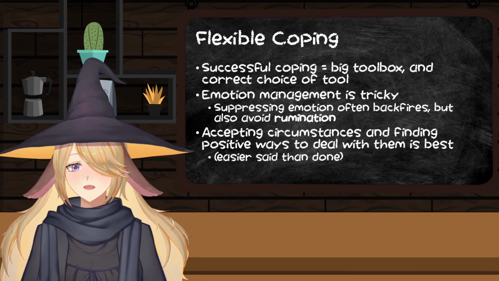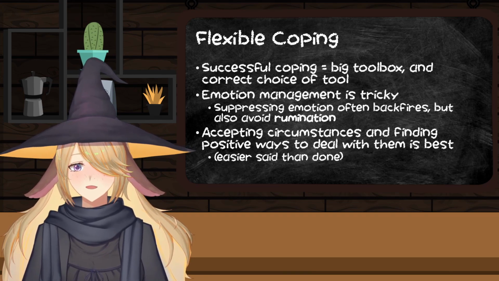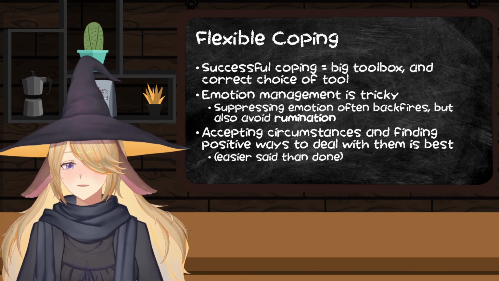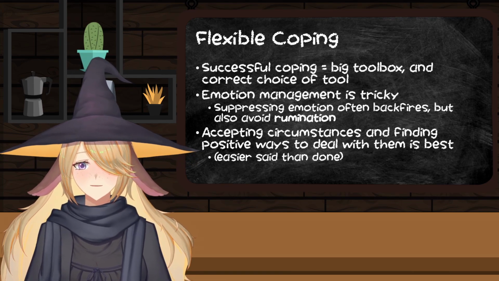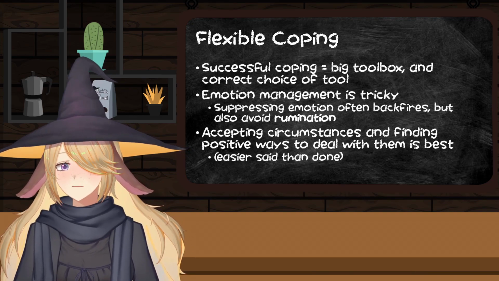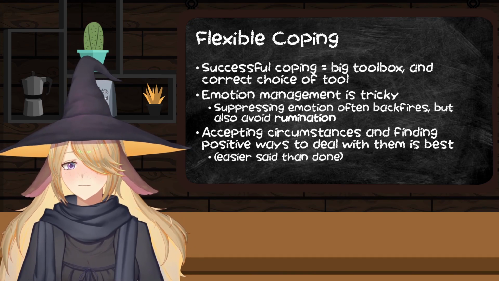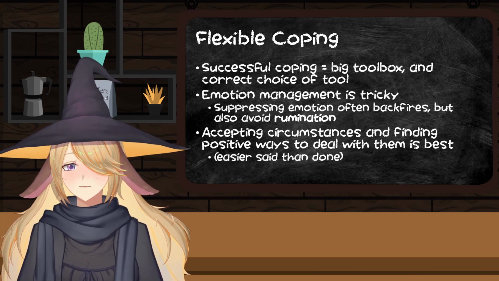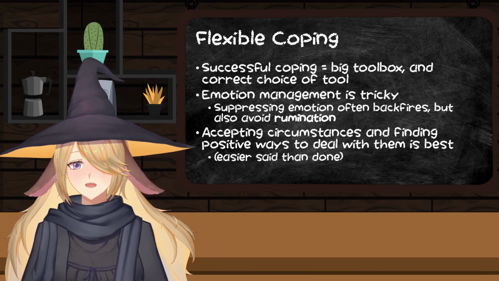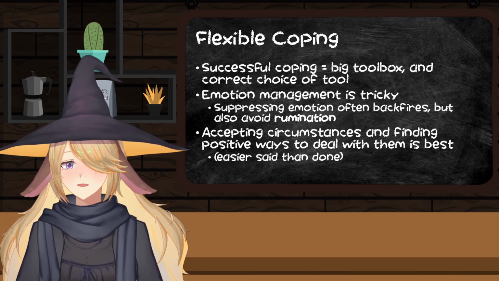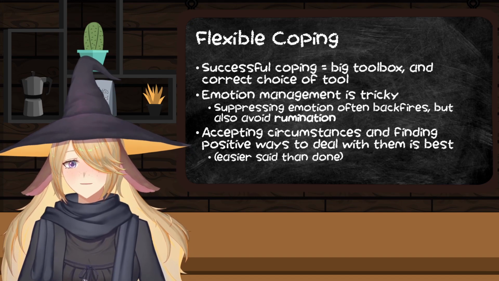So what does an effective coping strategy look like? Well, it has to be flexible, because the things that we deal with day in and day out come at us from different directions. They have different shapes. Some of them are going to have different levels of our ability to control, and having more tools available gives you a better chance of matching the correct tool to the situation that you're in.